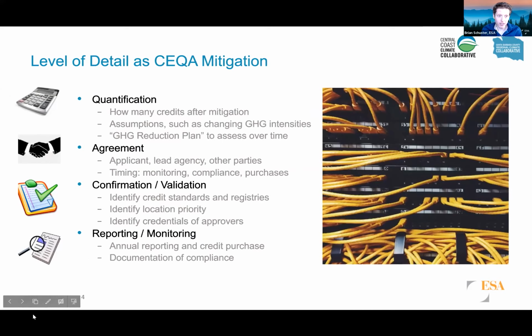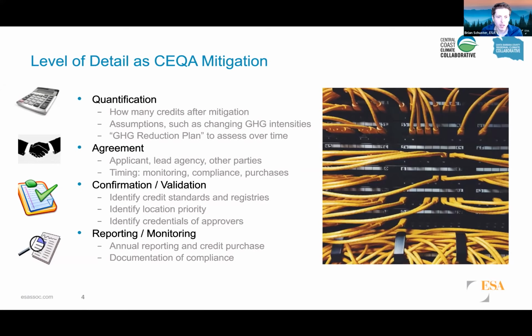What's the level of detail that an offset mitigation measure needs to meet under CEQA? Well, more and more as the days go by. Every new court case, we're adding paragraphs to our offset mitigation measures. But at the very basic level, we need some sort of quantification. How many offset credits are needed? What assumptions are we using to calculate the gap to the offsets? Do we need to reassess annually or every couple of years the project's emissions to calculate that residual amount to get to your threshold or your performance standard for the project?